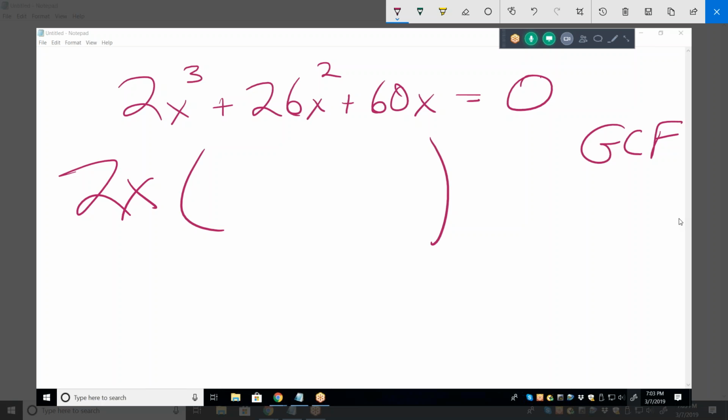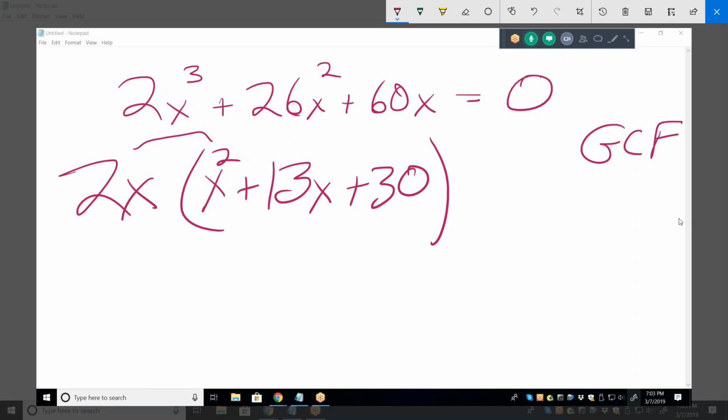It would be x squared. That's right. Plus 13x. That's right. Plus 30. Yeah, and when I say that's right, I mean you should check it the moment you came up with that answer. Make sure that multiplies to 2x cubed. Make sure that multiplies to 26x squared. Make sure that multiplies to 60x.